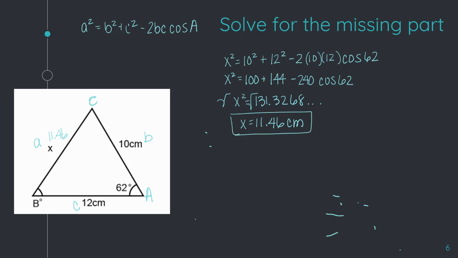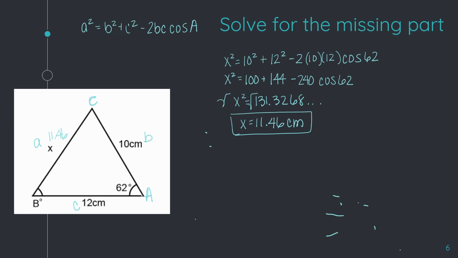Now, I also need to solve for some angles here. So let's do some work with that. Now that I know what my third side is, I can solve for some angles. And I could use law of sines here. That would work. Or I could use law of cosines. Law of sines is a little bit easier.